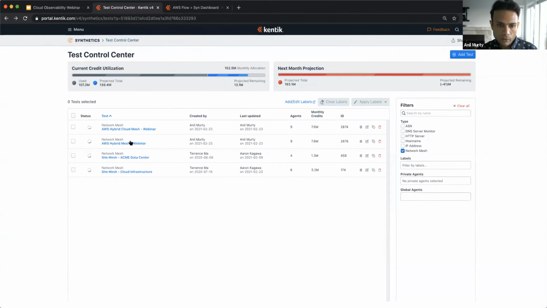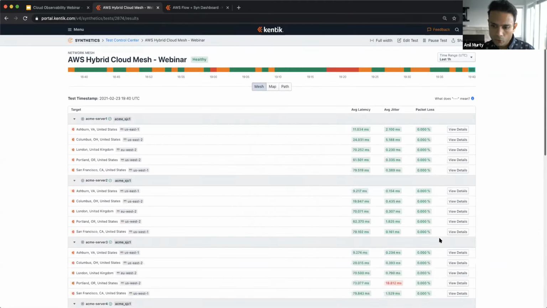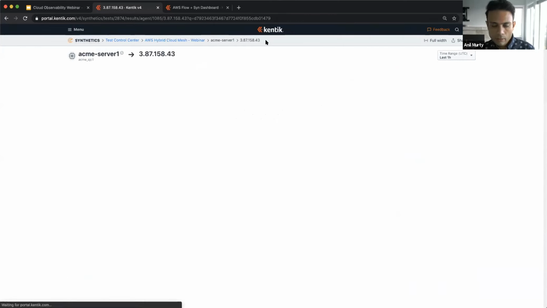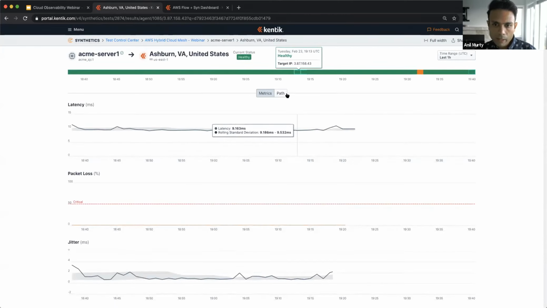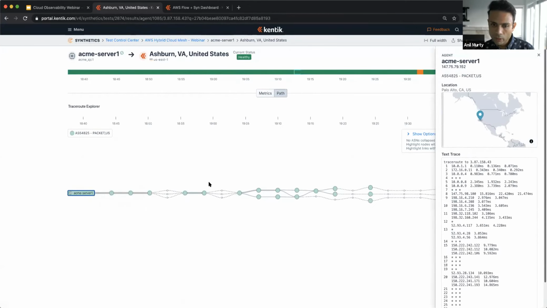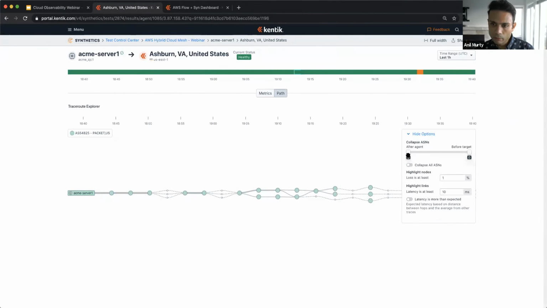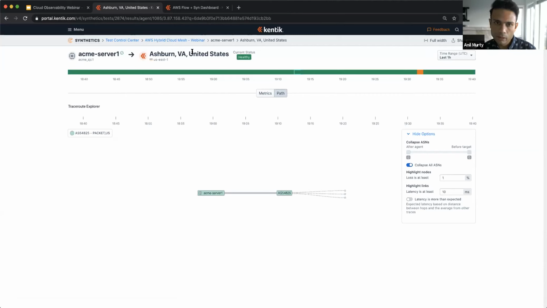So, in this case, if I was to pick the same mesh again and just pick one single test point within this, as opposed to the whole mesh, and click on its details, I would see just a path view that would show me that particular Acme server testing to the destination. I can click on this. I can see a full trace over here. I can click on individual points. I can look at what's going on here. I can break down to the specific ASNs.